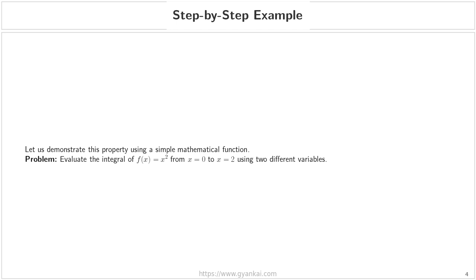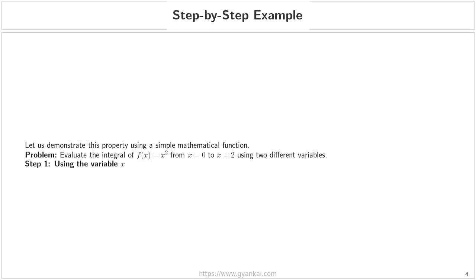Step-by-step example. Okay, let's solidify our understanding of dummy variables with a concrete example. This slide demonstrates that the variable we use doesn't actually change the value of a definite integral, just as we discussed. We're going to evaluate the integral of the function f of x, which is x squared, from x equals 0 to x equals 2. But we'll do it twice, once using x as our variable, and then again using t. This will clearly show you that the answer remains the same.